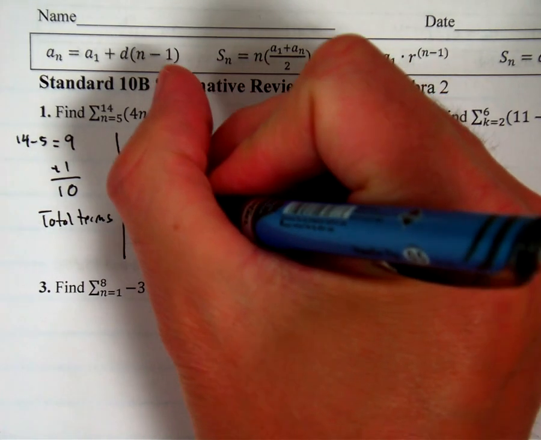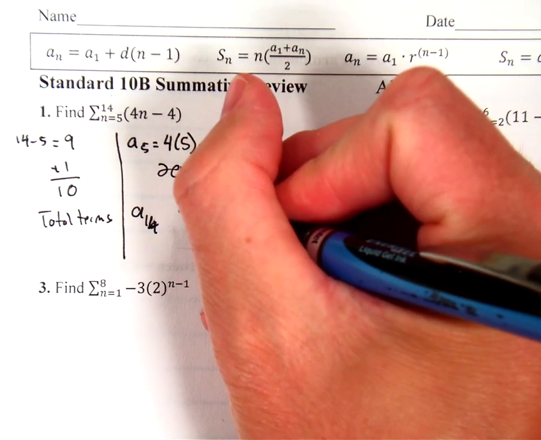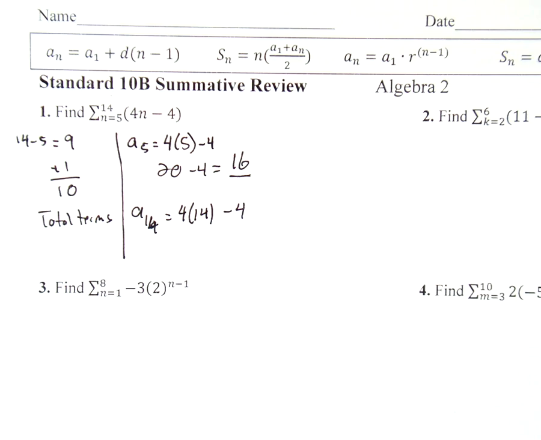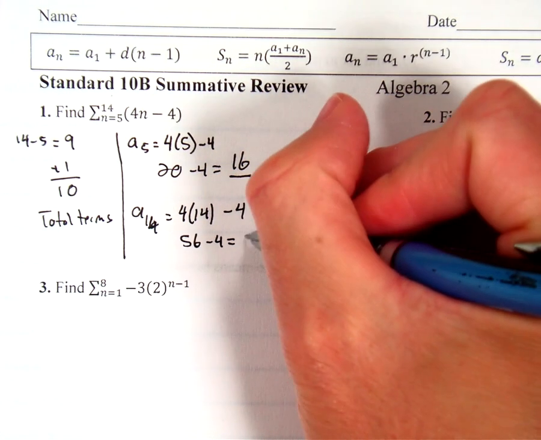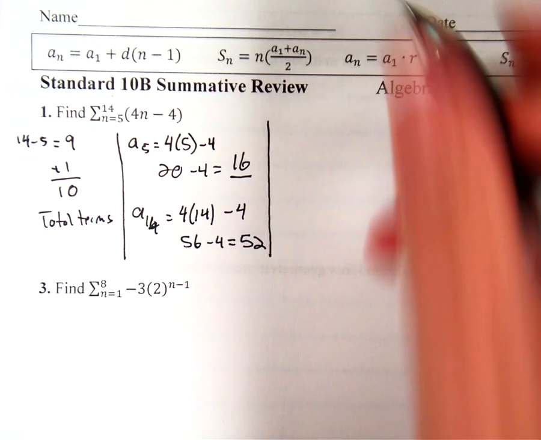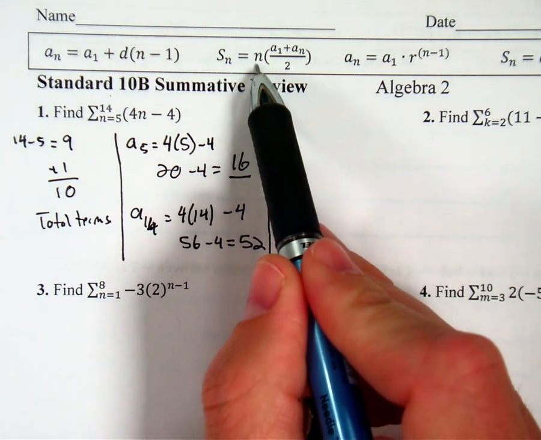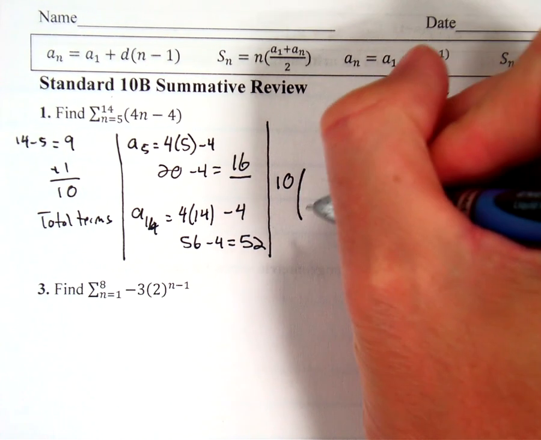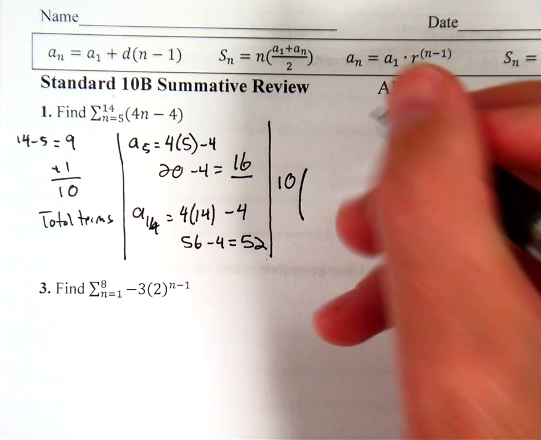And then we're going to go A14, which was the top number. That will be 4 times 14 minus 4. 56 minus 4 is 52. And now we finally have enough information to use our arithmetic sum formula. N is the number of terms. We got 10 total terms times first term plus last term, 16 plus 52, over 2.